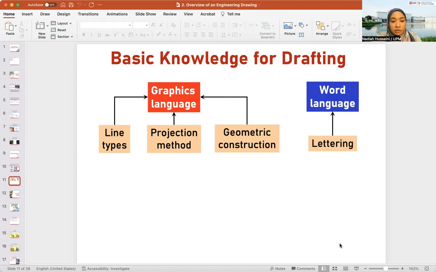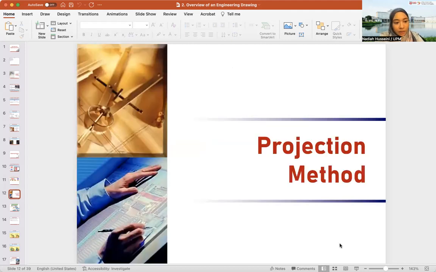So basic knowledge for drafting, you have to know the graphics language, obviously, and also the word language. The word language is lettering. The graphics language is line types, projection method, and also geometric construction. So what is the projection method? If you have any questions, you can ask me. You can interrupt me.